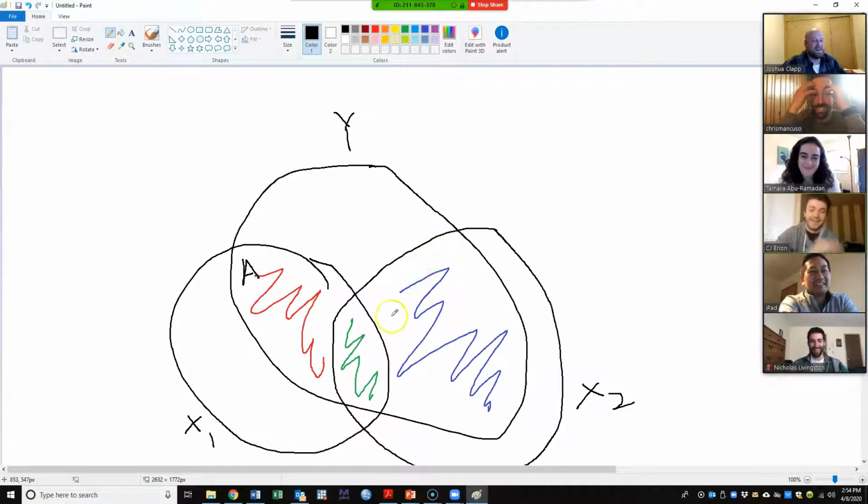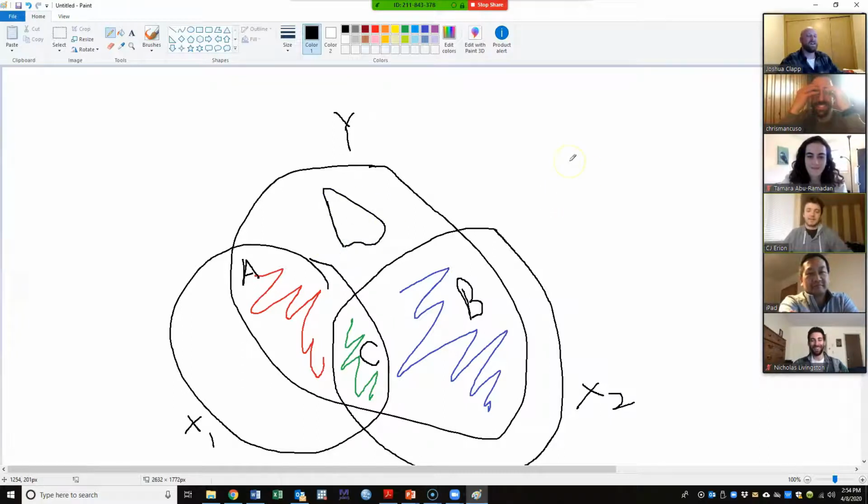So here, let's go A, B, C, and then we'll call this D. Okay, there we go. So shared variability between X1 and Y. What regions are being covered there? A and C, right? And for X2 and Y in the bivariate relation? B and C, right?